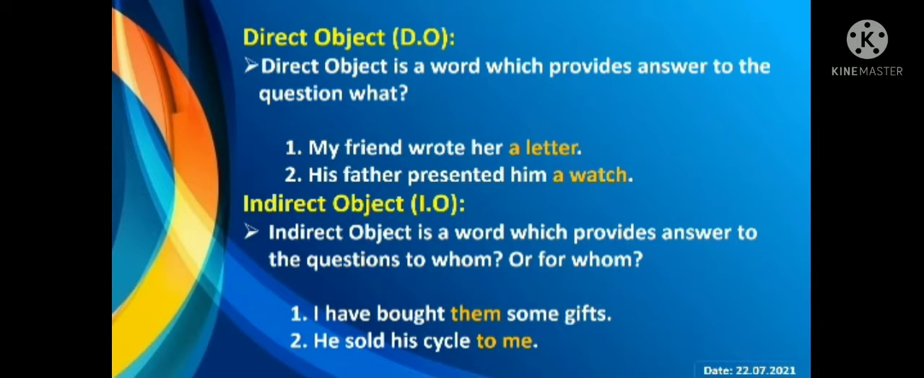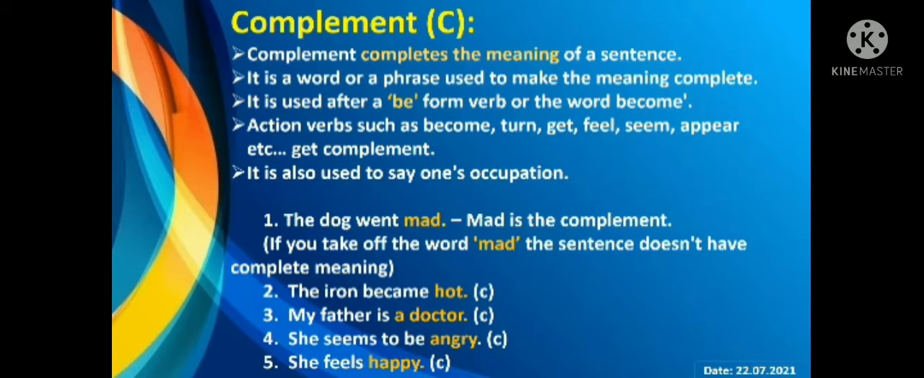So, to whom? He sold his cycle to whom? To whom? So here the answer, "to me," is an indirect object. And next is a complement.